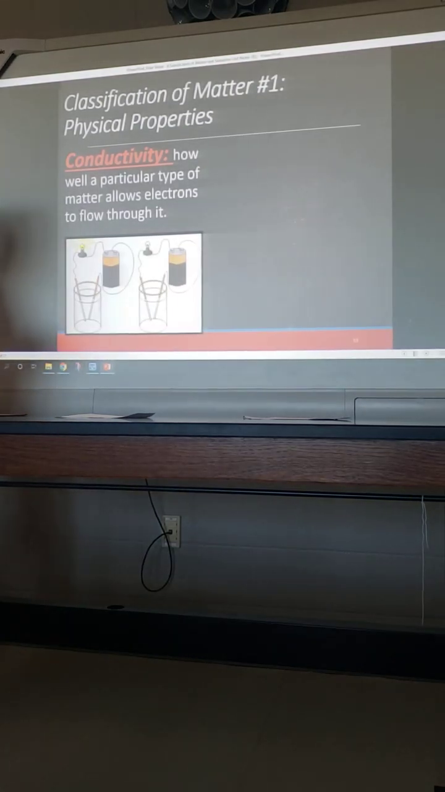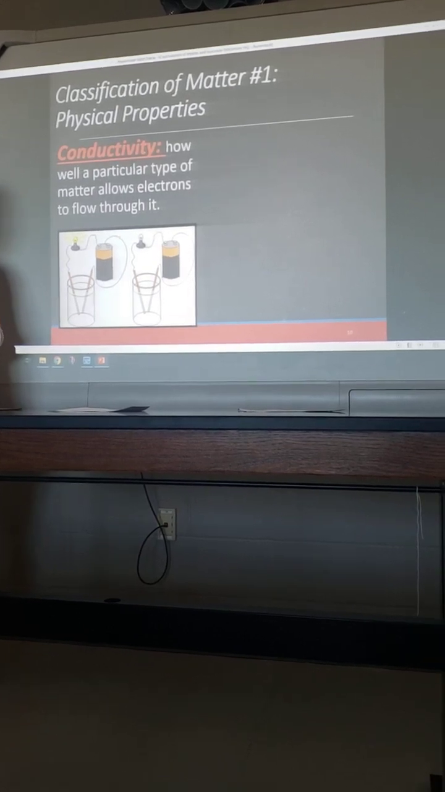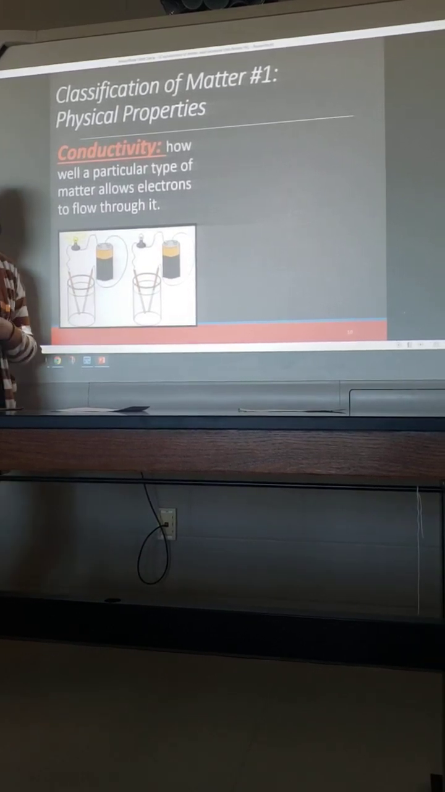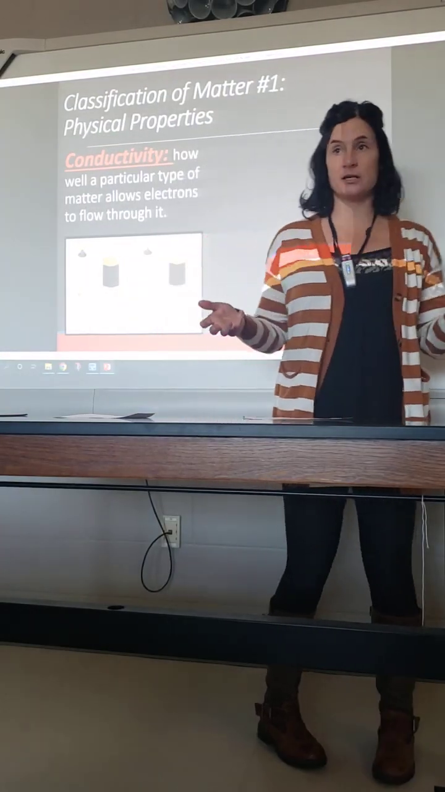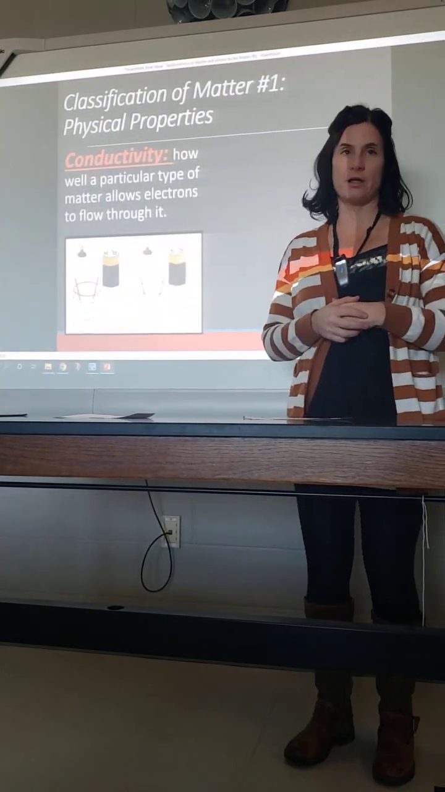All right, so conductivity. How well does a material allow electrons to flow? So obviously copper is one of our number one most conductive materials. And so obviously in electronics, in wiring, you're gonna have a lot of copper.